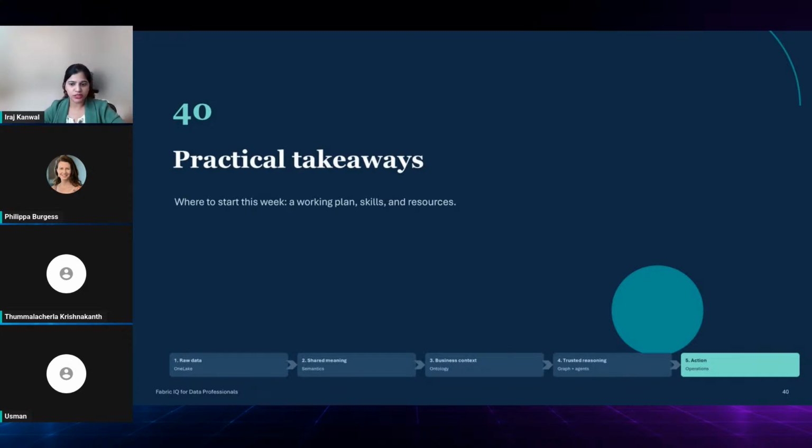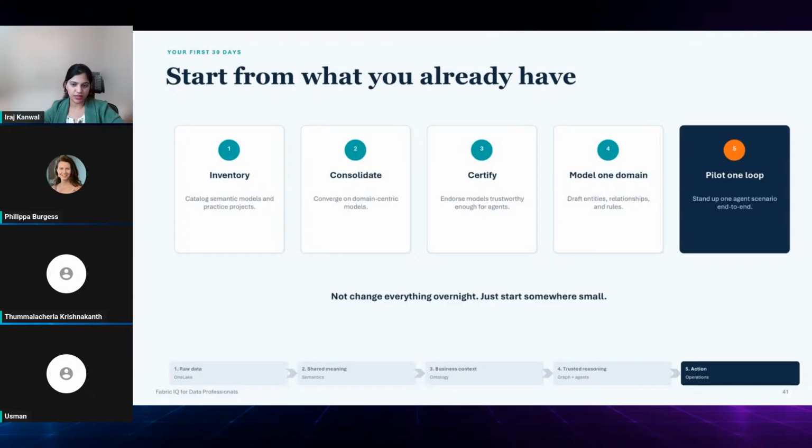We will close with a practical plan that will give us some enablement guidance and skill and development resources. So pilot one use case. Step one, look at the inventory. List the semantic models, the key reports, data products, and domains that your team already has. Look for some duplicate metrics, or any data inconsistency that you may have.